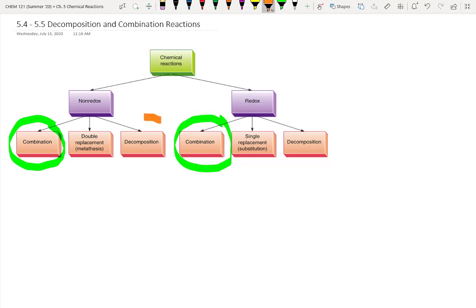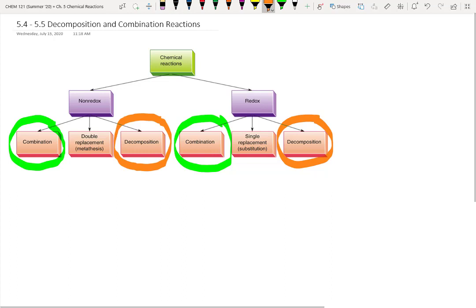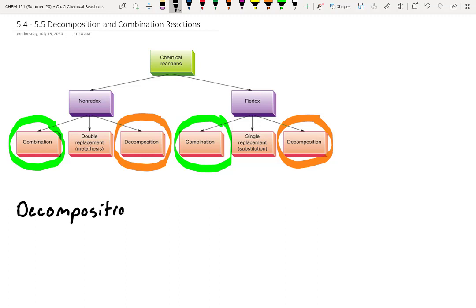And then the second type is a decomposition reaction. And again, this can be a non-redox reaction or a redox reaction. So let's define these, and we'll start out with decomposition first, and then we'll go to composition or combination. So decomposition is really straightforward. It happens when a single substance breaks up into two or more simpler substances.